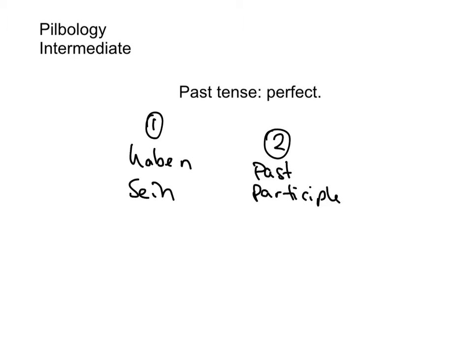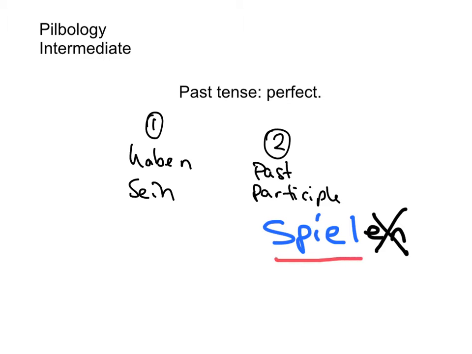For example, if we take the verb spielen and we knock off that ending, we are left with the root. That is the beginning of the past participle. The only other thing that we need to add to it is a g. That signifies the past tense.